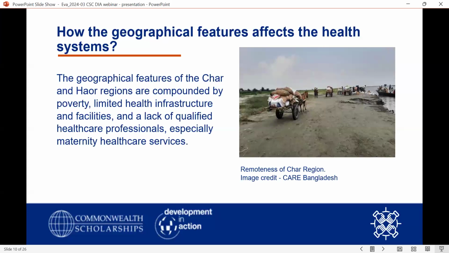So these geographical features of Chor and Haurs are compounded by poverty, limited health infrastructure and facilities. There is very limited health infrastructure, and even our study findings show that there is a lack of qualified healthcare professionals in the Chor regions, especially for maternity healthcare services. People are suffering a lot for their maternity healthcare services in the Chor and Haur regions.